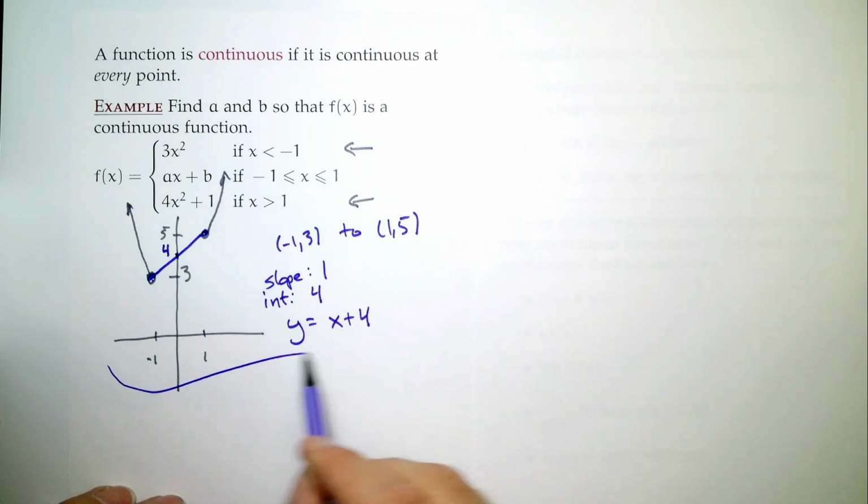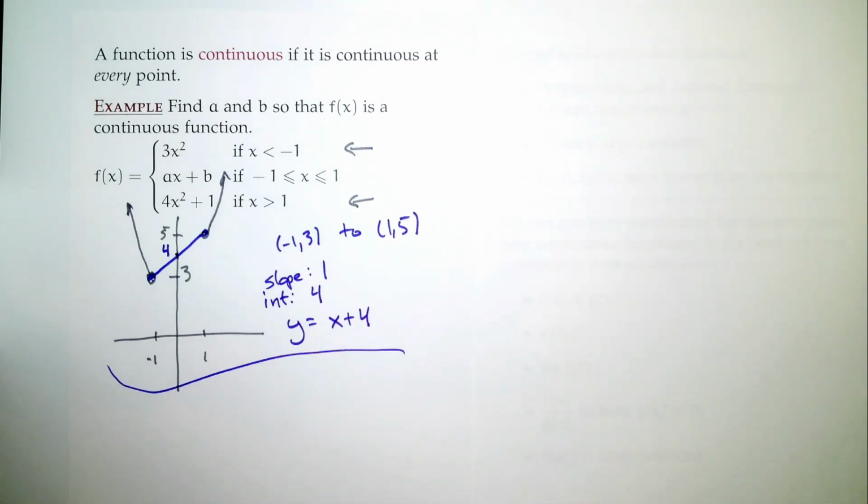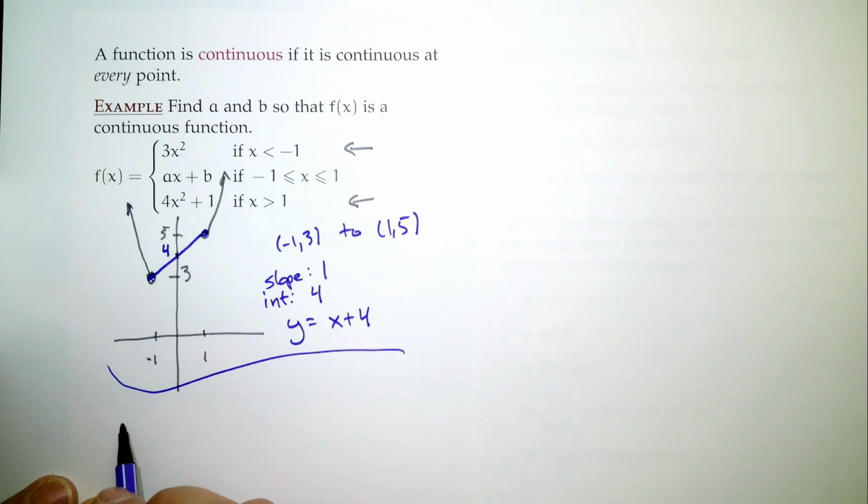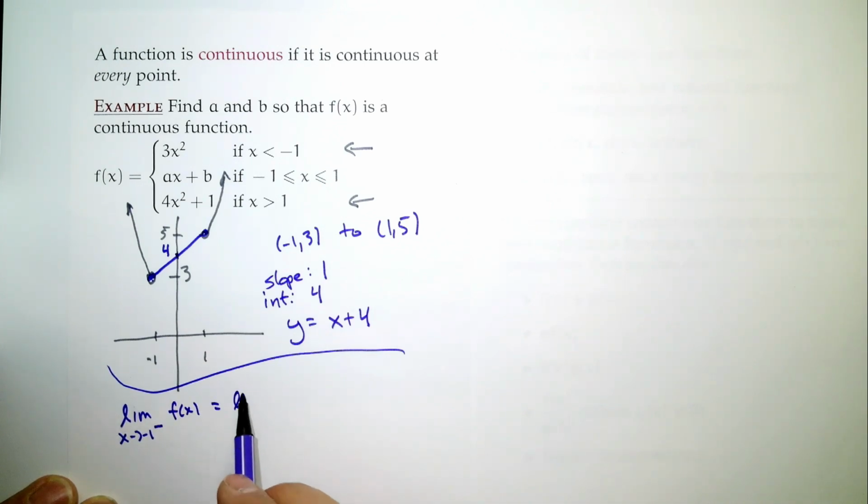Now you might say, could we have done this without a picture? And the answer is yes, absolutely. How do you do it without a picture? Well, probably give yourself a lot more space, but here you go. We say the only things we need to worry about are negative 1 and 1. So we look at the limits. The limit as x approaches negative 1 from below of f of x has to be the same as the limit as x approaches negative 1 from above of f of x, so that the two sides agree where they glue together.